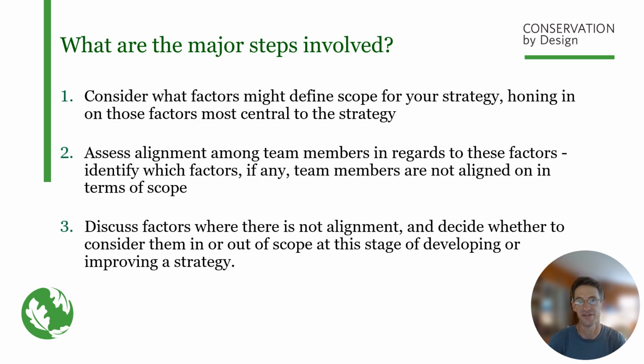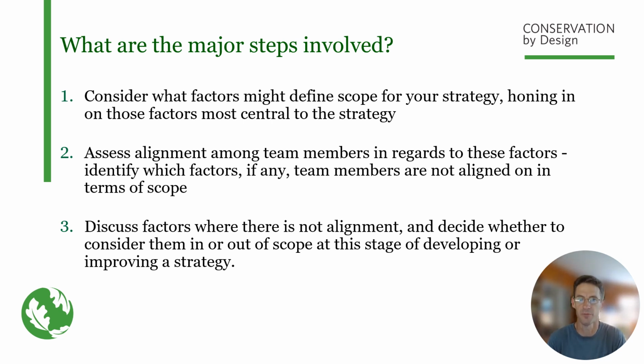So what are the major steps involved? The first step the team will go through is to name the possible points of divergence: the possible elements of scope where the team already has some sense that there might be divergence, and where those elements really matter to the scope of the strategy.